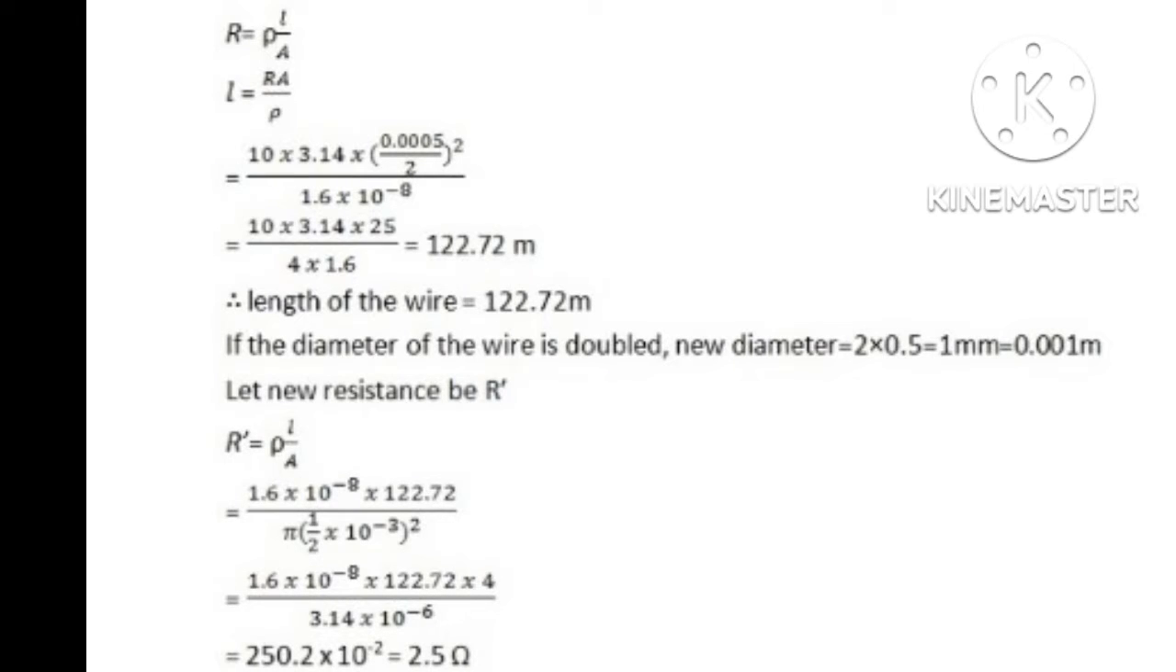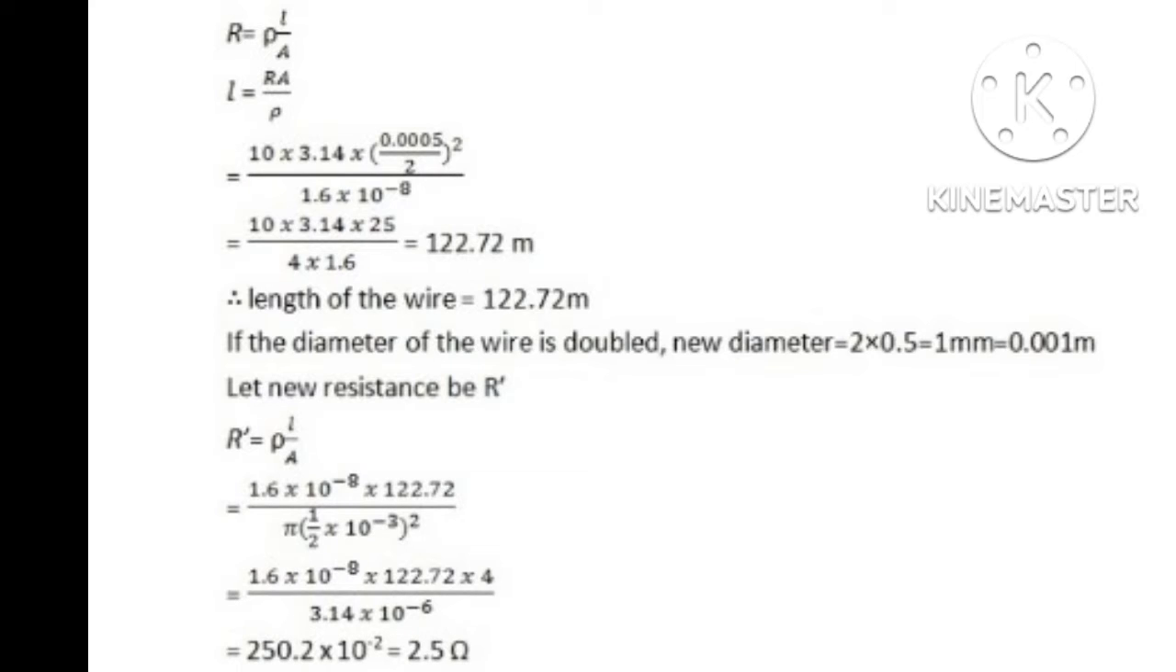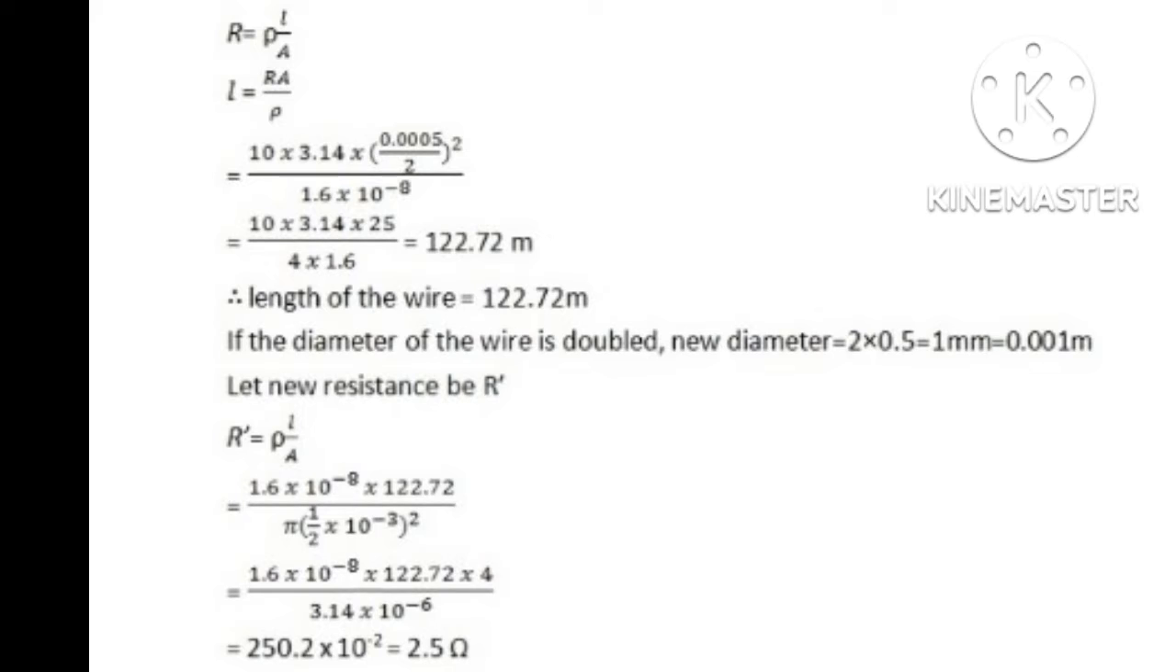Here the resistivity is also given, that is rho equal to 1.6 into 10 raised to minus 8 ohm meter. In order to calculate the length of the wire, we can use the equation R is equal to rho into L by A, and when we rearrange it, L will be equal to RA by rho. Here A is equal to pi into (d by 2) the whole square. So directly we can substitute here. Then we will get it as 10 into 3.14 into (0.0005 by 2) the whole square divided by 1.6 into 10 raised to minus 8.